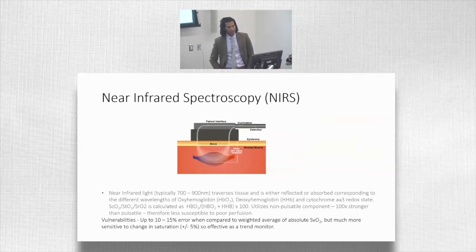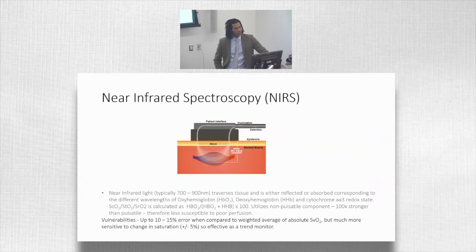I'm not going to belabor NIRS. This is a more continuous measure than what we've talked about until now, and is generally something you're going to deploy in patients who you're more concerned about than the average patient. This is a technique that relies on the relative transparency of tissue to infrared light, and again utilizes absorption spectra to make a determination about the relative proportion of oxy and deoxyhemoglobin.